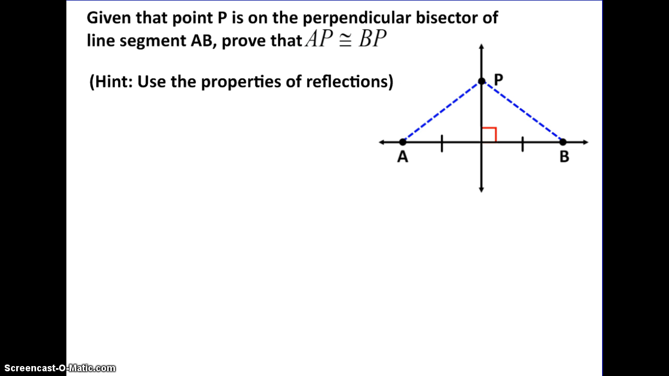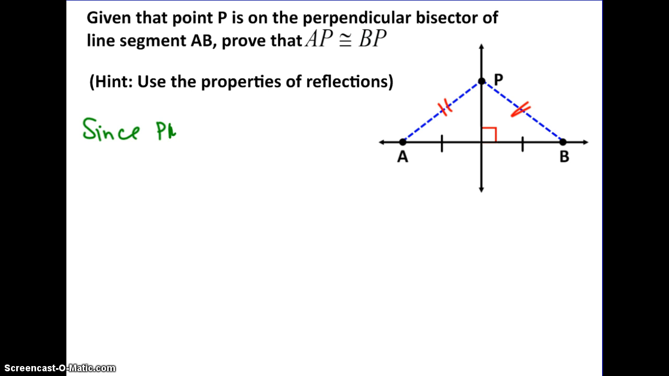Alright, so given that point P is on the perpendicular bisector of the line segment AB, we need to prove that AP is congruent to BP. We need to prove that AP and BP are of the same length. So I'm going to do 2 tick marks, because we already have one set here. Alright, so we're going to use the property of reflection.